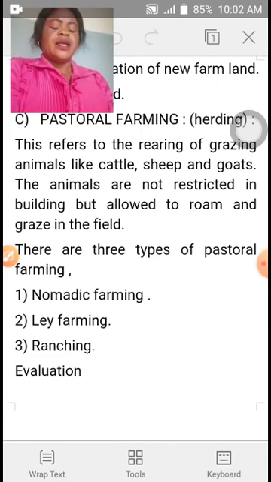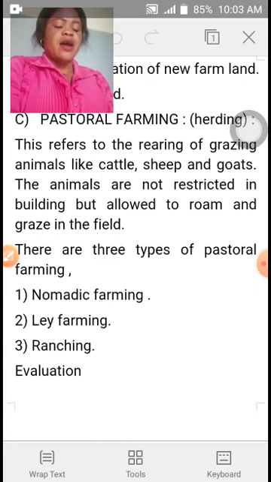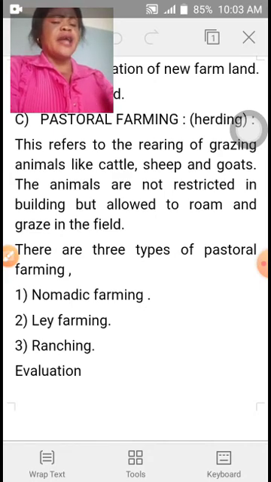So let's look at what is nomadic farming again. Nomadic farming is found in Fulani tribes of northern Nigeria, and they work with their grazing animals, especially cattle, from one place to another in search of what? Food, in search of green pasture and water for their animals. Now let's look at the second type of pastoral farming, which is what?